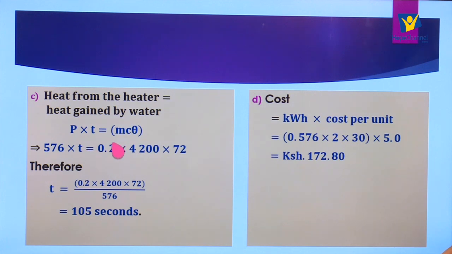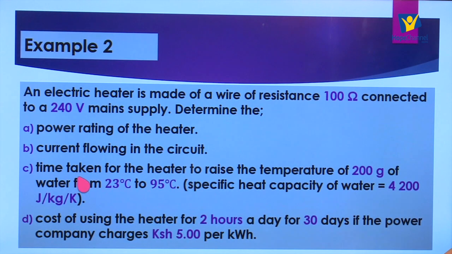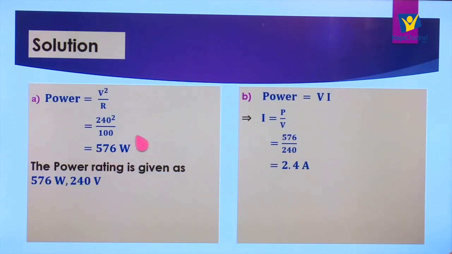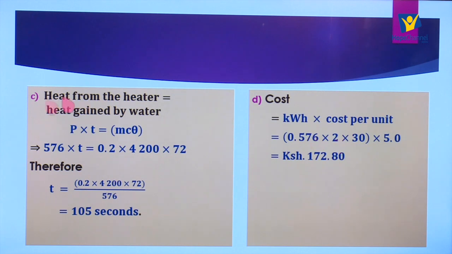So the power rating, 576, times the time, which we are looking for, should be equal to the mass of water. 200 grams is the same as 0.2 kgs. So 0.2 times 4200, which is the specific heat capacity of water, and then times the change in temperature. The temperature is increasing from 23 to 95. 95 minus 23 gives us 72. So that is why we have a 72 here. So if you solve this expression, you get your T is 105 seconds.